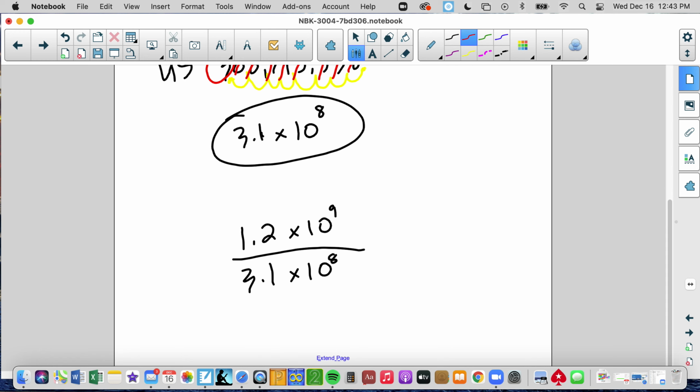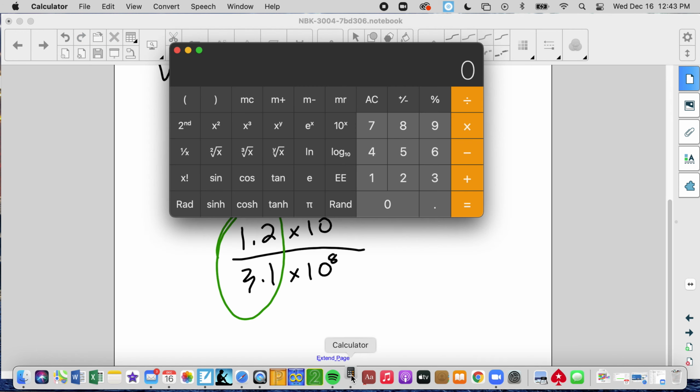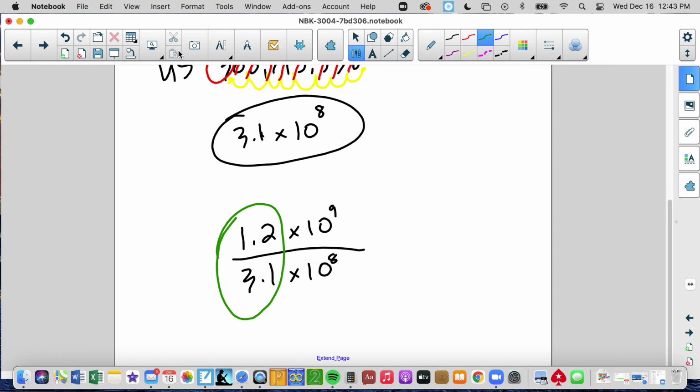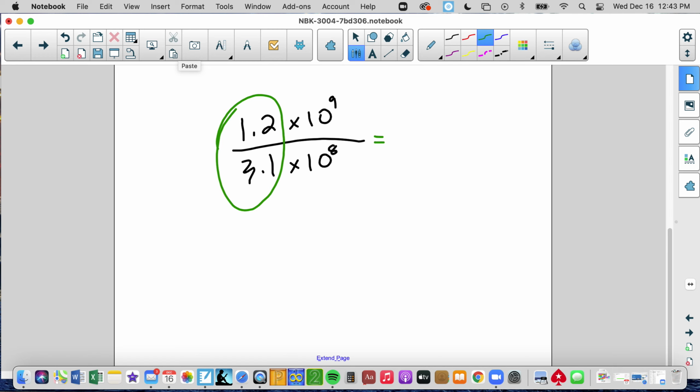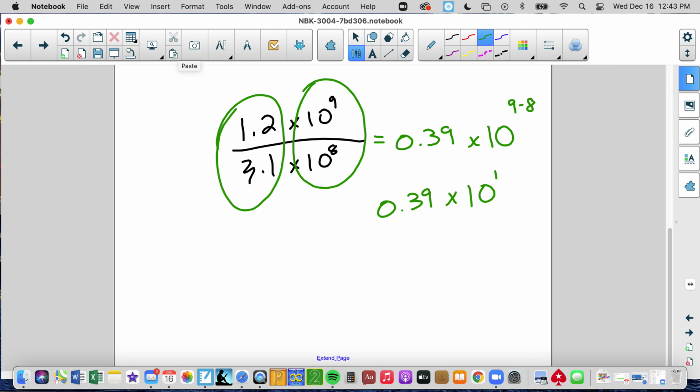We can do this math problem. There are 2 things we're going to do. We're going to take the bases and divide those. So 1.2 divided by 3.1 gives us 0.39. So 0.39 times, and remember, when we have like bases dividing, we're going to subtract. That's 9 minus 8. So you have 0.39 times 10 to the first.